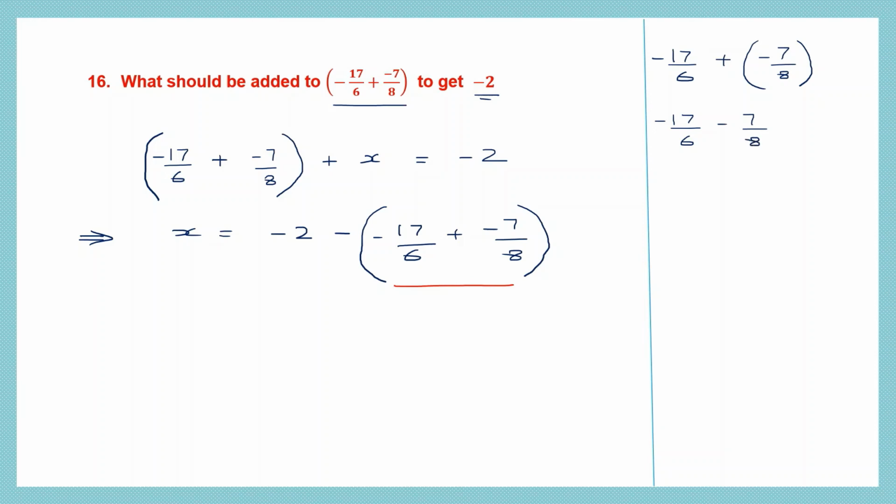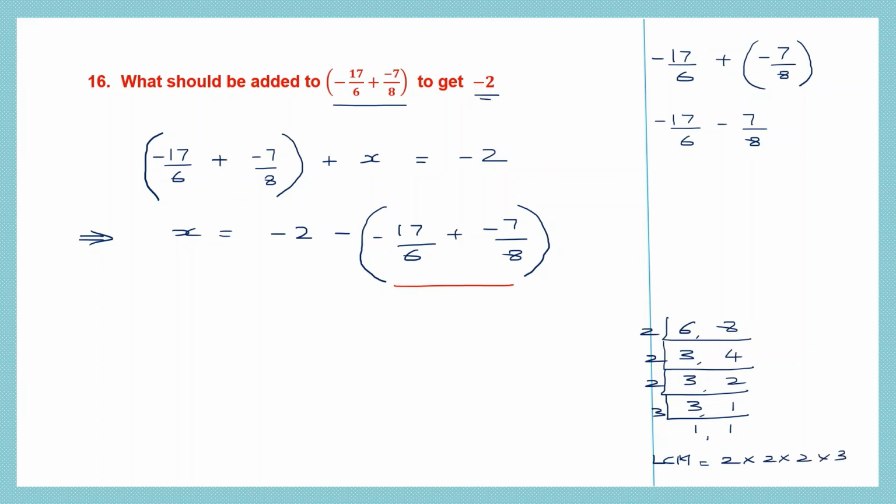So here I need to find the LCM of 6 and 8. So let's find the LCM of 6 and 8, the denominators. 2 3s are 6, 2 4s are 8, continue with 2, 3, I bring down, 2 2s are 4, again I can continue with 2, 3 and 1. This time I can use 3, 3, 1 and 1. So what is my LCM? My LCM will be 2 into 2 into 2 into 3. So let's multiply. 2 2s are 4, 4 2s are 8, 8 3s are 24. So the LCM is 24.